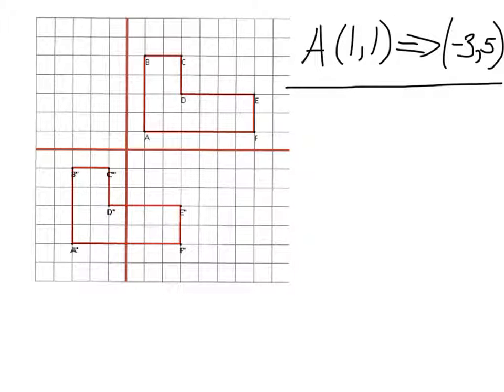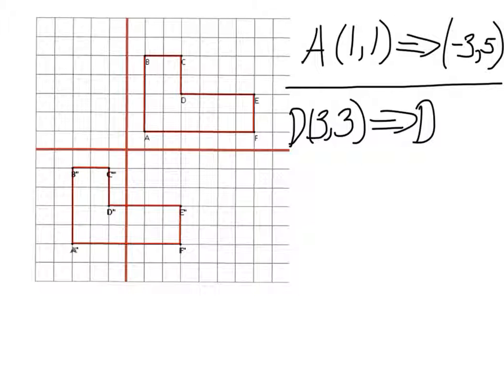Maybe now we could look at another point. Maybe we could look at point D going to D prime. So let's write that out. We have D. D is located at 3, comma 3. And it looks like the new D is going to be right here at negative 1, comma negative 3. So we're going to go ahead and write that out as D prime, and that's at negative 1, comma negative 3. I'm going to get one more example just to make sure I fully understand the rule.